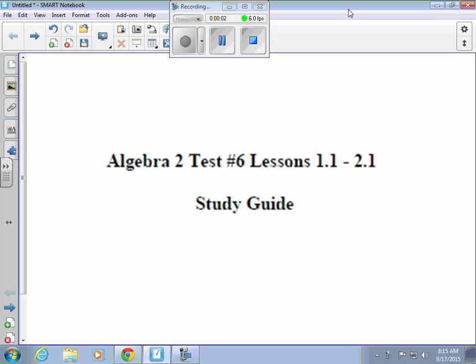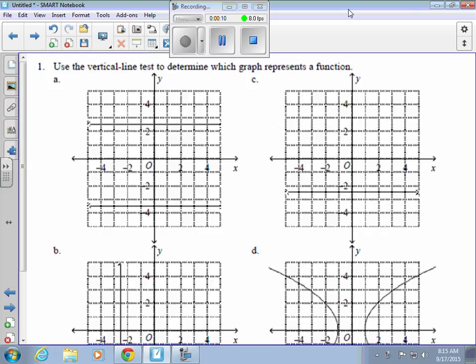It's Algebra 2, Test 6, going through Lesson 2.1 where we talked about relations. Study guide. First one says use the vertical line test to determine which graph represents a function. It might be difficult for you to see where the graphs are on this. Actually, they stand out a whole lot better on the sheet than they do on this screen.